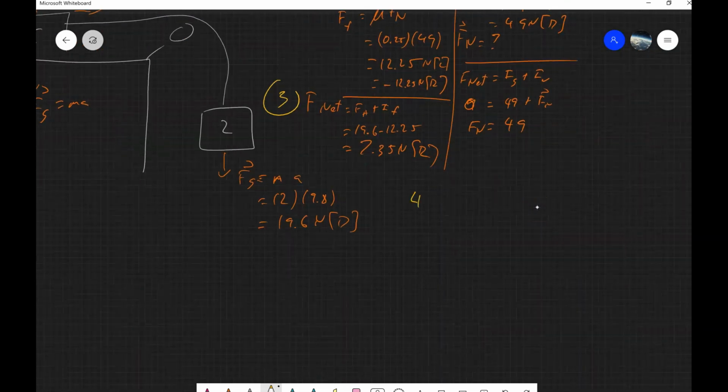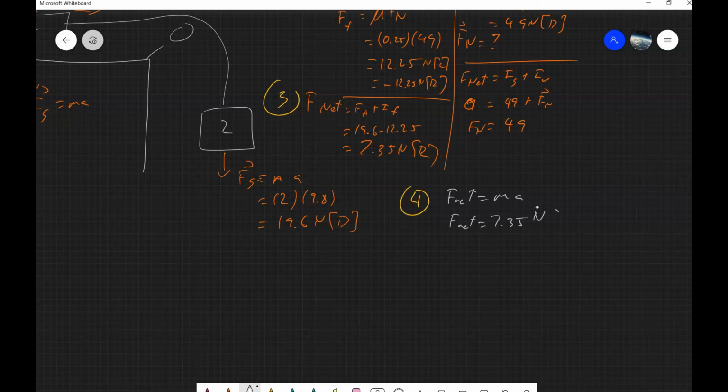Last thing we need to figure out is our acceleration. So we know our net force is equal to mass times acceleration. Our net force is 7.35 newtons to the right. What mass do we use? Well, since the 5 and 2 are both connected, the answer has to be both. So it's 7 kilograms. So our acceleration is unknown. So 7.35 is equal to 7a. And when we put that into our calculators, we end up with a final answer of 1.05 meters per second squared to the right.